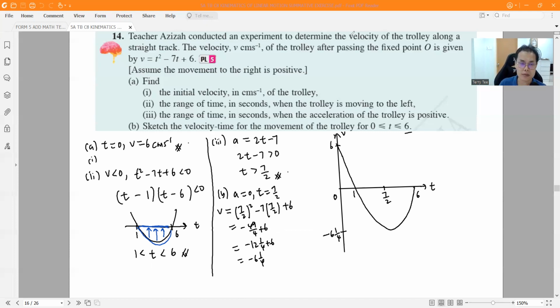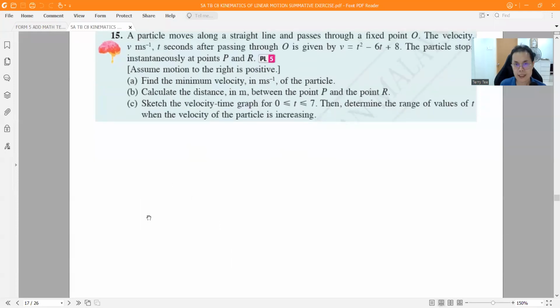All right, last question, question number 15. A particle moves along a straight line. The velocity function is given. The particle stops instantaneously at points P and R. Find the minimum velocity. Minimum velocity happens when a is 0, but first we have to differentiate v to get a. I let a be 0 and solve for t. 6 divided by 2, can I write 3 straight away? Yeah. Take this and sub inside my v. I already know my velocity function, so no need to recalculate. 3 squared, we can write 9. Now this one is 9 minus 6 times 3 plus 8, which is 9 minus 18, negative 9, negative 9 plus 8 is negative 1.